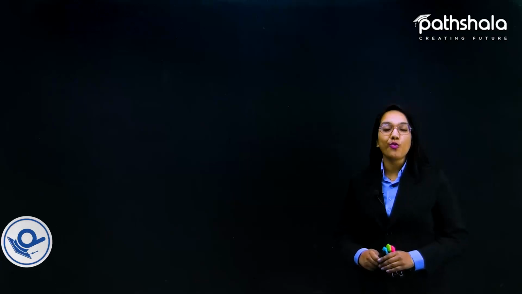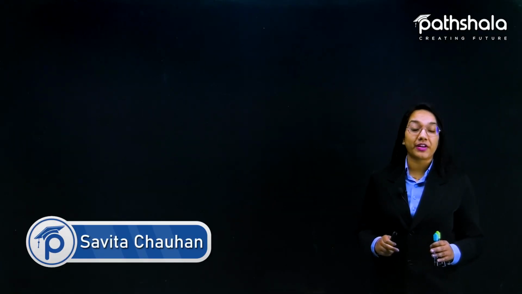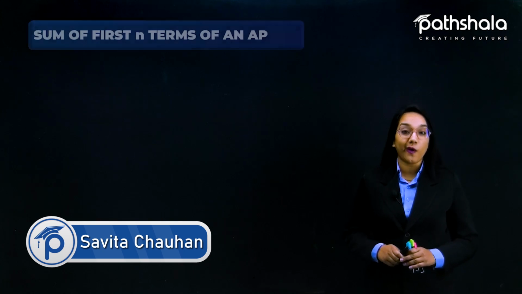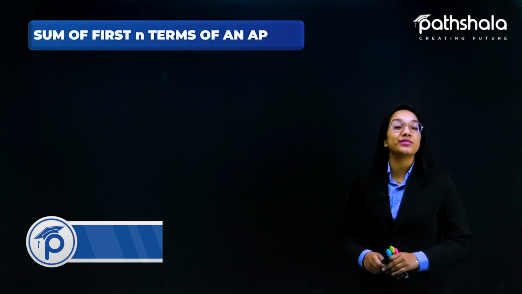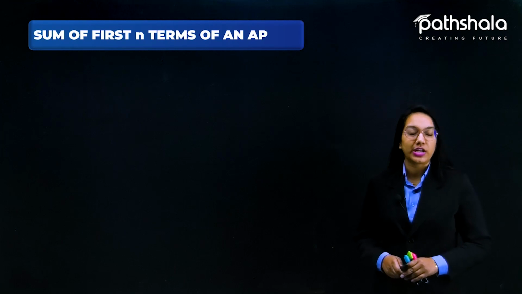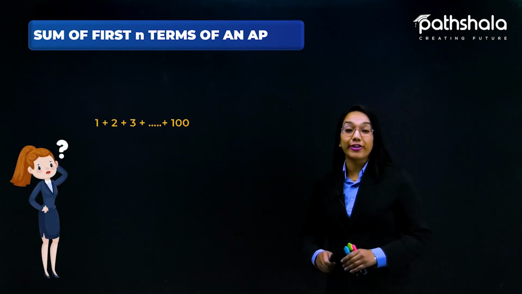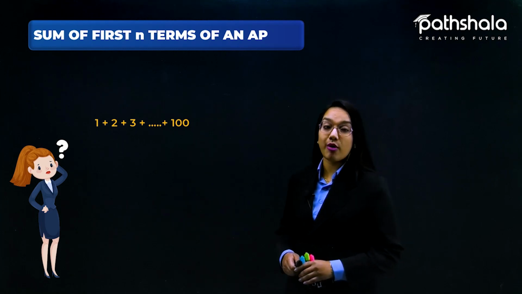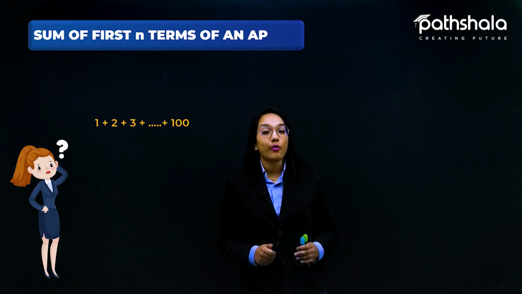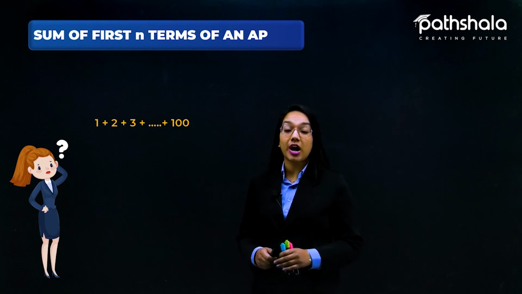Now let's move on further towards the very special concept of an arithmetic progression, which is all about the sum of the first n terms of an arithmetic progression. So suppose I ask you, what is the sum of the first 100 terms? How can we calculate the sum of the first 100 terms?